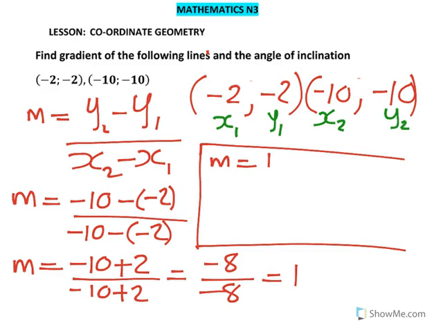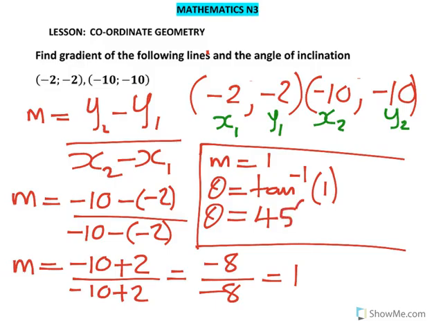Remember the angle of inclination, theta, is equal to arctan 1. What is arctan 1? When you use a calculator, you will discover that arctan 1 is equal to 45 degrees. So theta is equal to 45 degrees. That is the answer.